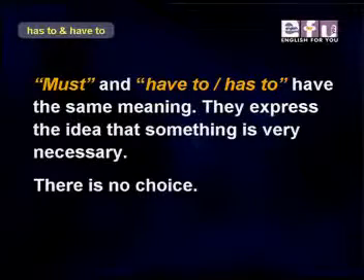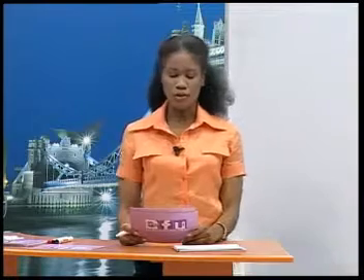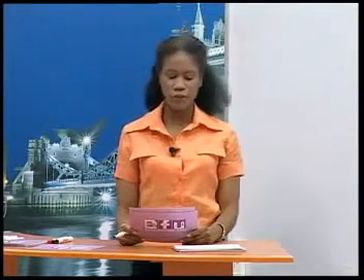Take a look at your computer. Must and have to or has to have the same meaning. They express the idea that something is very necessary. There is no choice. You saw that we use the form must for everyone, for you, I, he, she, it, we, and they. However, have to and has to change, like the simple present, as we know.